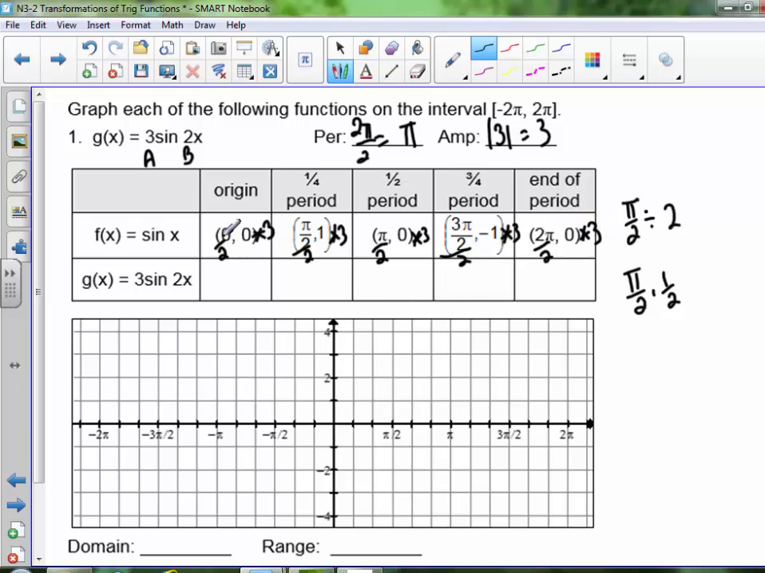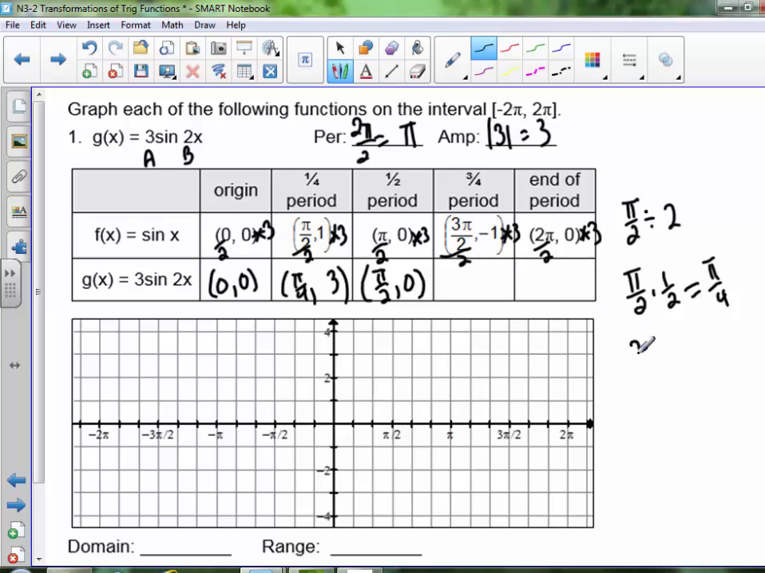So 0 divided by 2 is 0, and 0 times 3 is 0. Pi over 2 divided by 2 is going to be pi over 4, and that will be 1 times 3, which is 3. Pi divided by 2 can be left as pi over 2, and 0 times 3 is 0. Then 3 pi over 2 divided by 2.